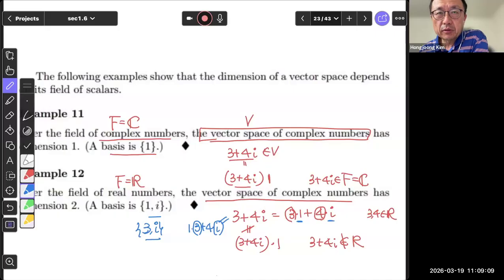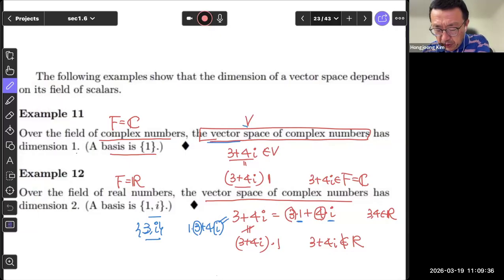When you consider the dimension, or when you consider the vector space, you need to be careful with the scalar field. Depending on the scalar field, the dimension may be different. So the dimension of this vector space V of complex numbers will be 1 if the scalar field is the complex numbers, but the dimension will be 2 if the scalar field is the set of real numbers.